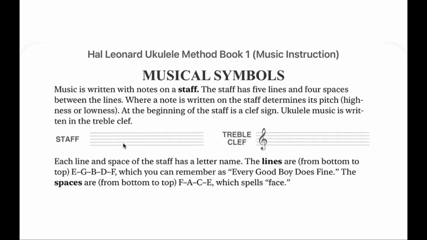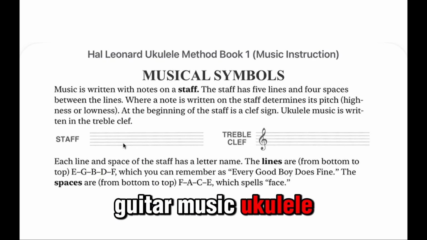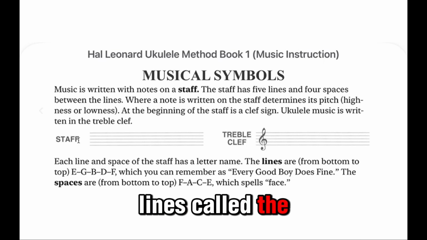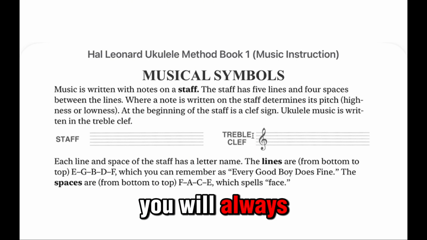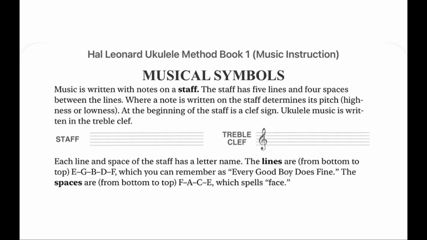The staff is just simply 5 lines. All music, piano music, guitar music, ukulele music, rock music, classical music, all music is written on 5 lines called the staff. You see them right there. 1, 2, 3, 4, 5. And in the ukulele book, you will always see the treble clef sign at the beginning of every song sitting right here on your staff. And we'll take a look at that in a few minutes.